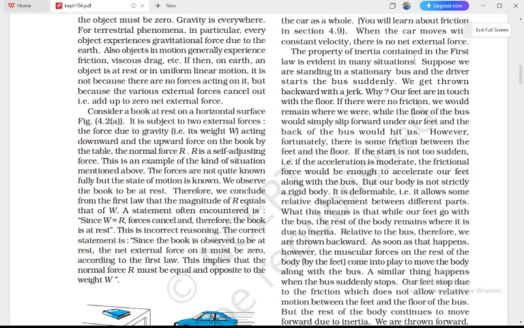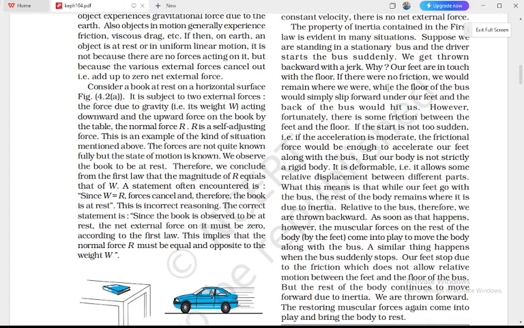The property of inertia contained in the first law is evident in many situations. Suppose we are standing in a stationary bus and the driver starts the bus suddenly. We get thrown backwards with a jerk. Why? Our feet are in touch with the floor. If there were no friction, we would remain where we were, while the floor of the bus would simply slip forward under our feet and the back of the bus would hit us. However, fortunately, there is some friction between the feet and the floor. If the start is not too sudden, the acceleration is moderate, and the frictional force would be enough to accelerate our feet along with the bus.